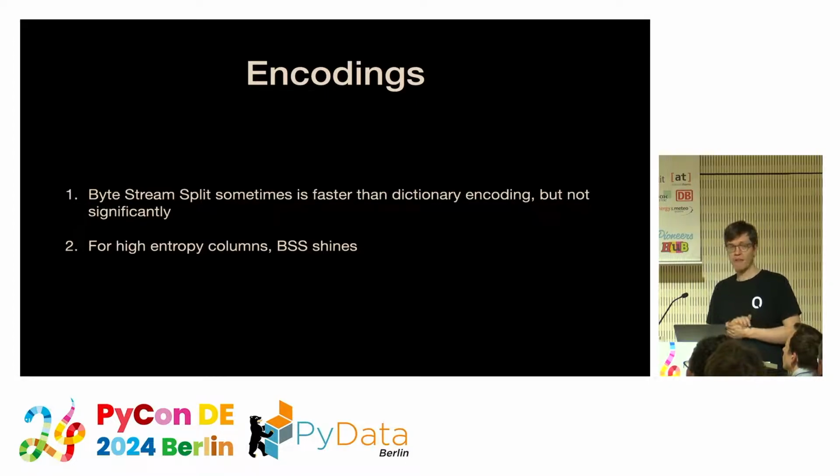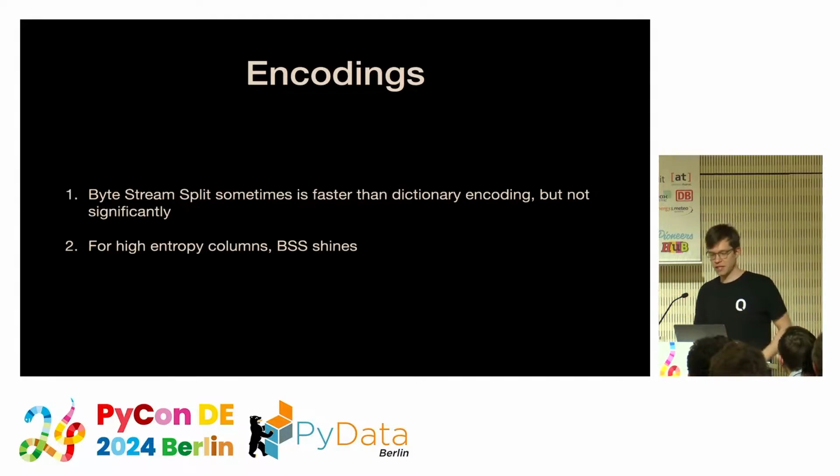There's one thing: if you have a high entropy column, meaning there are lots of unique values in there, byte stream split encoding actually shines, and that's why I used a data set with a machine learning prediction in there. Machine learning predictions, if you have similar data, will have similar predictions, but not exactly the same. So like three quarters of the prediction is the same for similar rows, and the remaining part is different on every row, so it changes a bit.